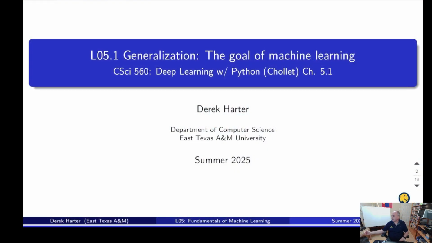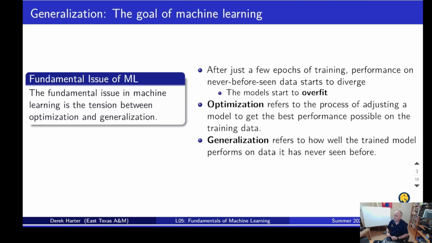Okay, so in this lecture video, we're going to be concentrating on generalization. This is really about overfitting and how you fight it. The fundamental issue of machine learning is this tension between optimization and generalization. As we've already seen in a couple of examples, after just a few epochs of training, performance on never before seen data starts to diverge. So we say that the model is starting to overfit at that point.